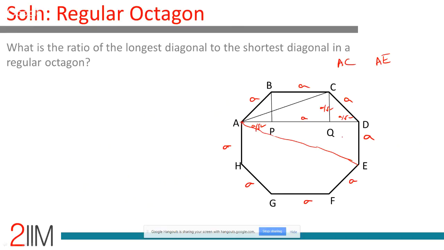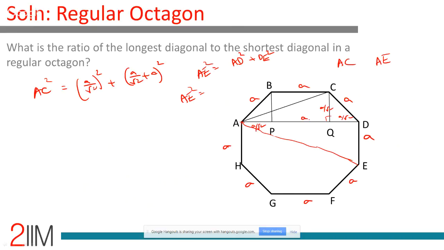AC is a wonderful hypotenuse of this triangle, CQA, this is 90. So if I know AQ and CQ through, do I know AQ? AQ is A by root 2 plus A, CQ is A by root 2, done. Or we know that AC square is (A by root 2) square plus (A by root 2 plus A) whole square. How do I find AE? I know that AE square is AD square plus DE square. So AE square, AD square is (A by root 2 plus A by root 2 plus A) whole square, or (A plus root 2 A) whole square, plus A square. I've got AC square in terms of A. I've got AE square in terms of A. I can find and compare these two squares, knock them off, and then take square root, I've got the answer.